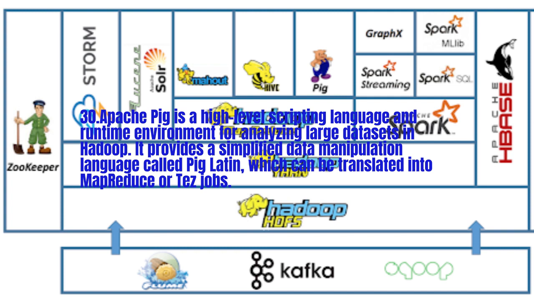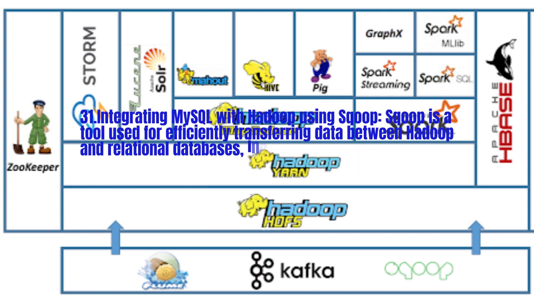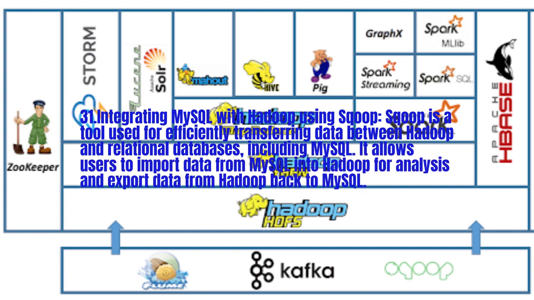datasets in Hadoop. It provides a simplified data manipulation language called Pig Latin, which can be translated into MapReduce or Tez jobs. Integrating MySQL with Hadoop using Sqoop. Sqoop is another framework. Sqoop is a tool used for efficiently transferring data between Hadoop and relational databases, including MySQL. It allows users to import data from MySQL into Hadoop for analysis and export data from Hadoop back into MySQL.